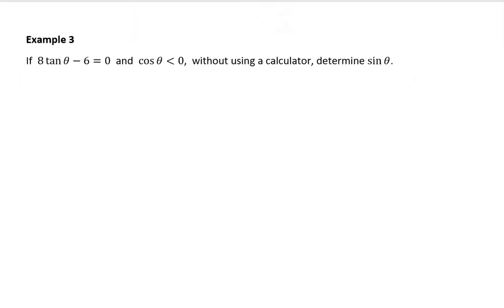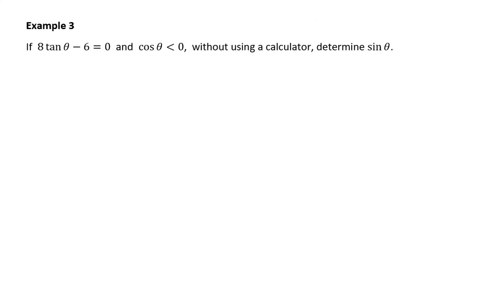Okay, let's do a couple more questions. If 8 tan theta minus 6 equals 0 and cos theta is less than 0, without a calculator determine sin theta. Right, first bit of information. Interestingly, I've deliberately given it to you in a different way because I want you to realize that you need to isolate your trig ratio first. So I'm going to isolate my trig ratio first.